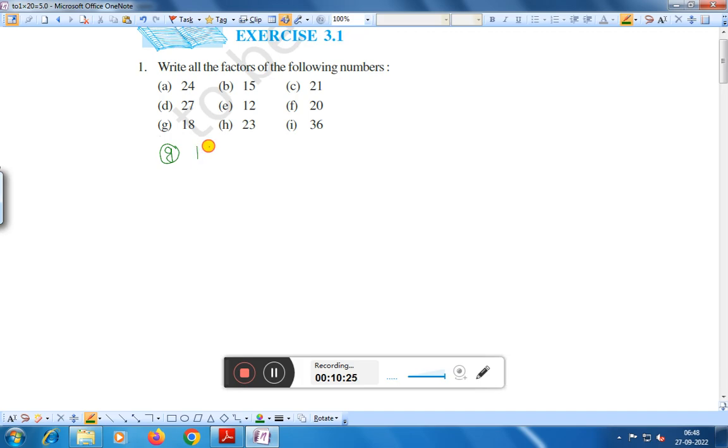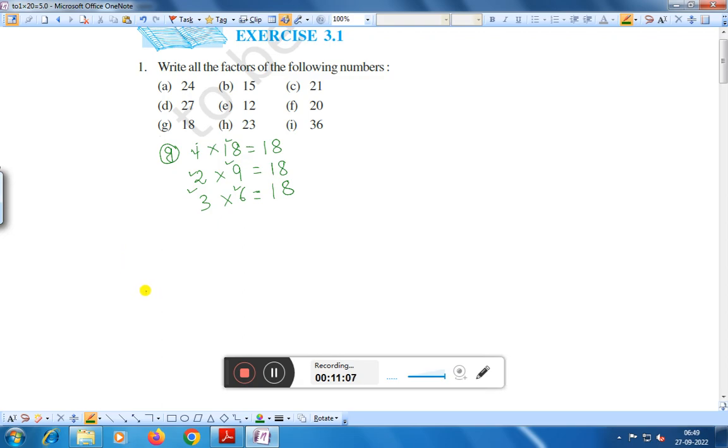That means 1 into 18 is equal to 18, right? 2 into 9 is equal to 18, and 3 into 6 is equal to 18. We cannot get 18 in the table of 4, then 5, then 6. 6 into 3 is 18, it is repeating. Therefore, we will stop here and we will get the factors of 18 as 1, 2, 3, 6, 9 and 18.